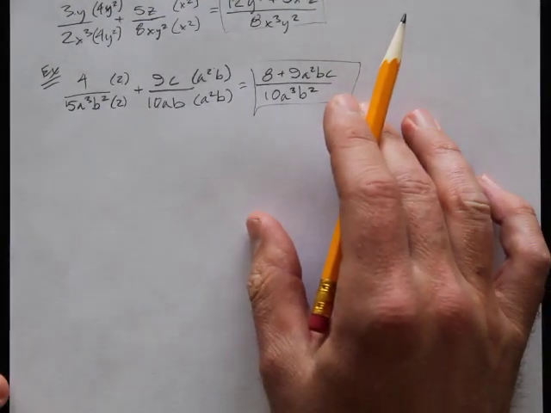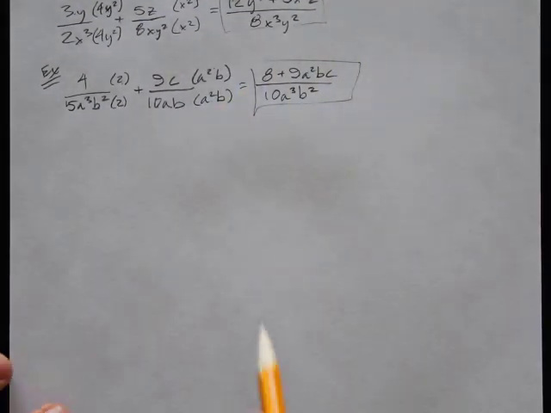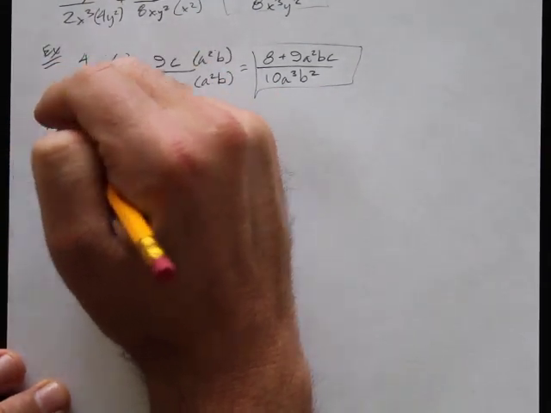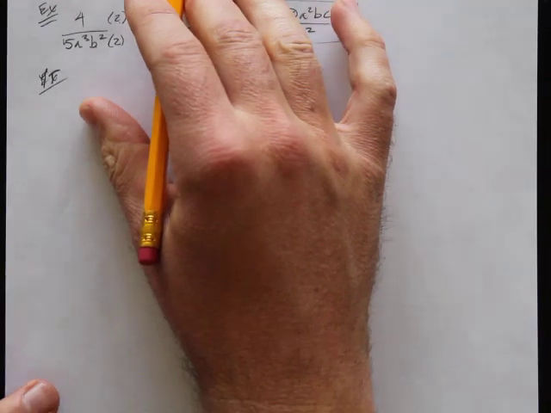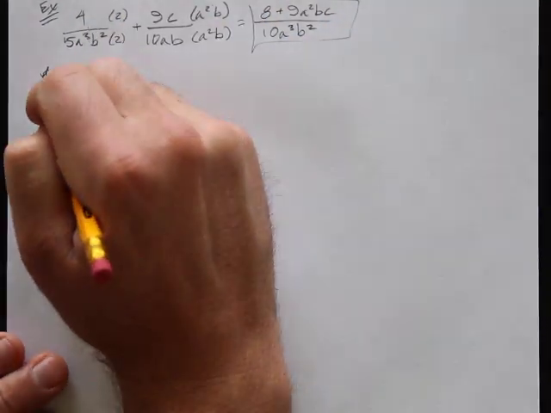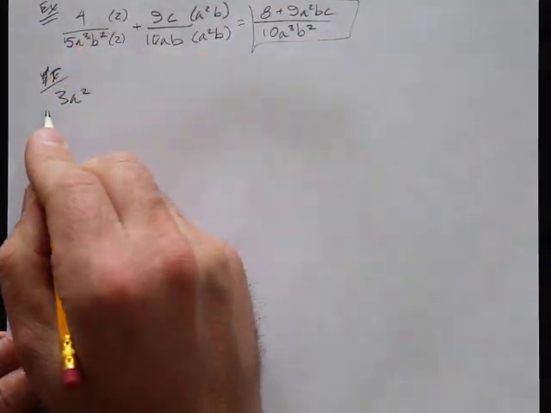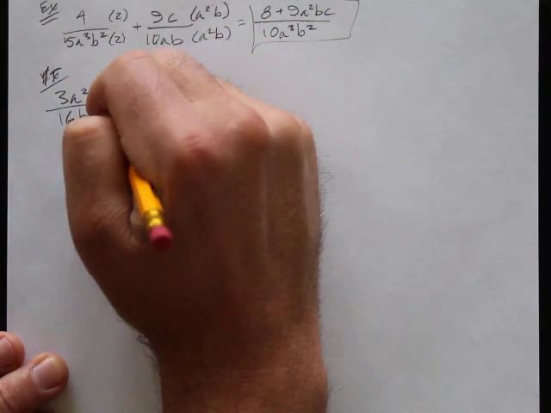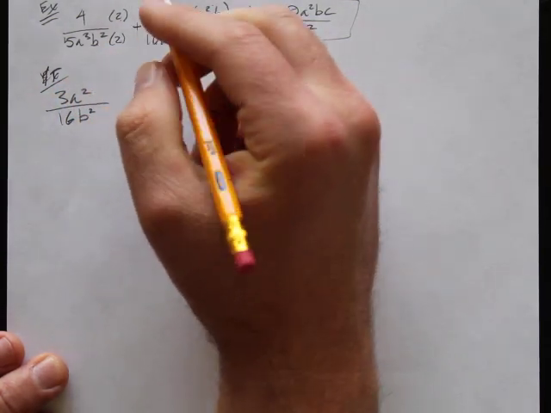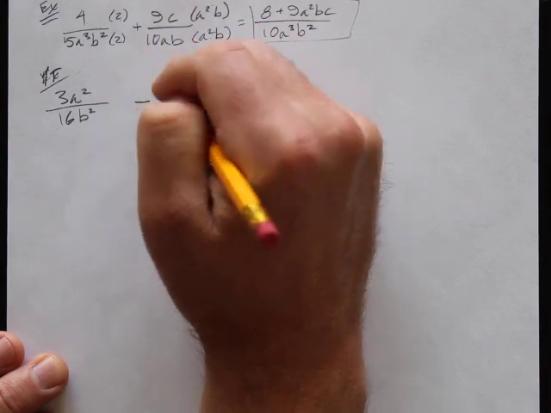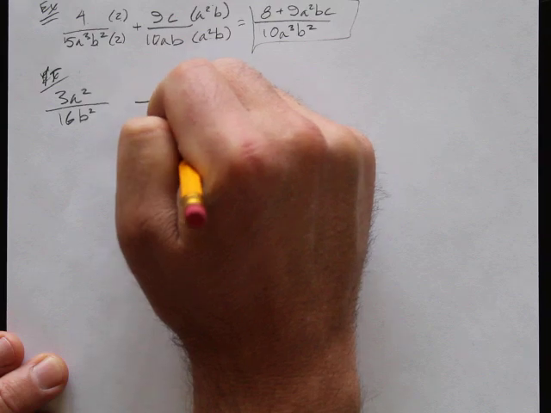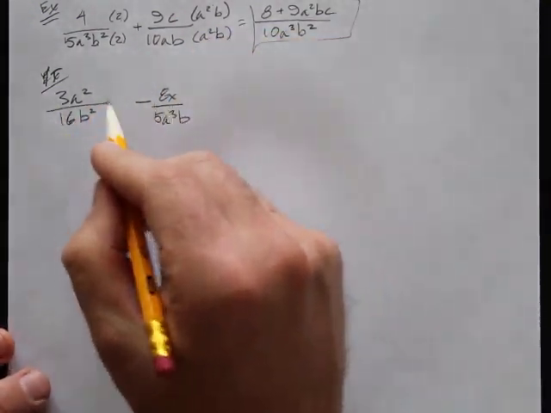Let's have you do one without me this time. Let's call it a you-try, and this is the last one of these kind, and we'll move on. I've got 3a squared over 16b squared minus 8x over 5a cubed b. All right, simplify this.